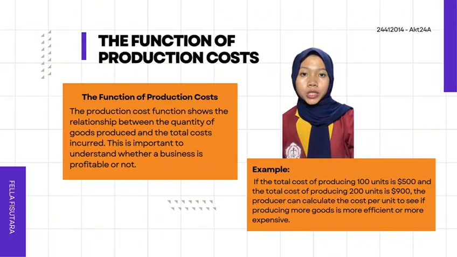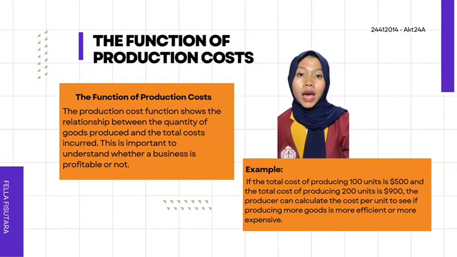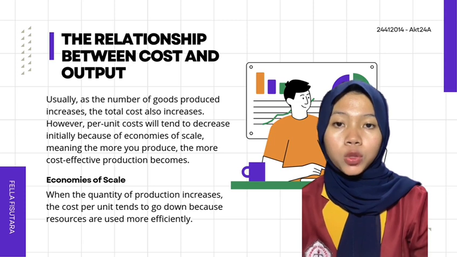The function of production cost. The production cost function shows the relationship between the quantity of goods produced and the total cost incurred. This is important to understand whether a business is profitable or not. For example, if the total cost of producing 100 units is $500 and the total cost of producing 200 units is $900, the producer can calculate the cost per unit to see if producing more goods is more efficient or more expensive.